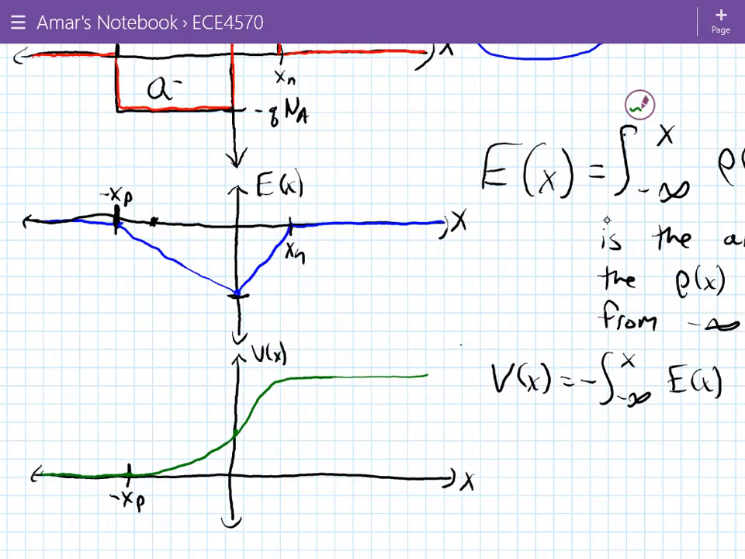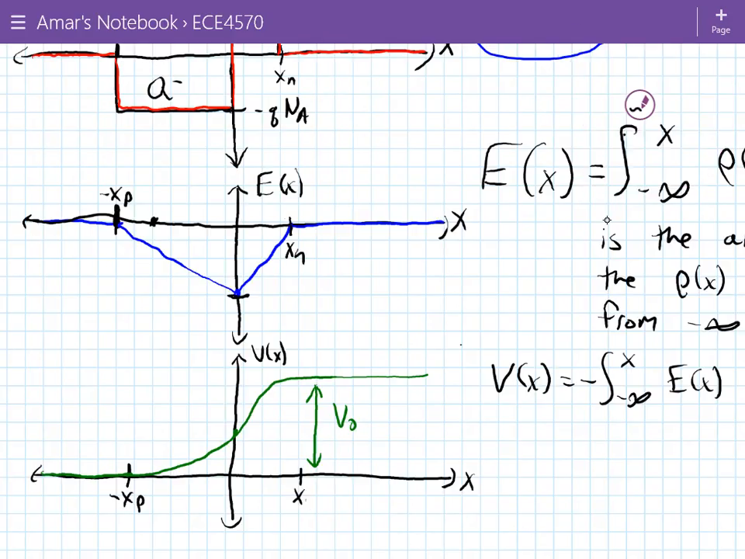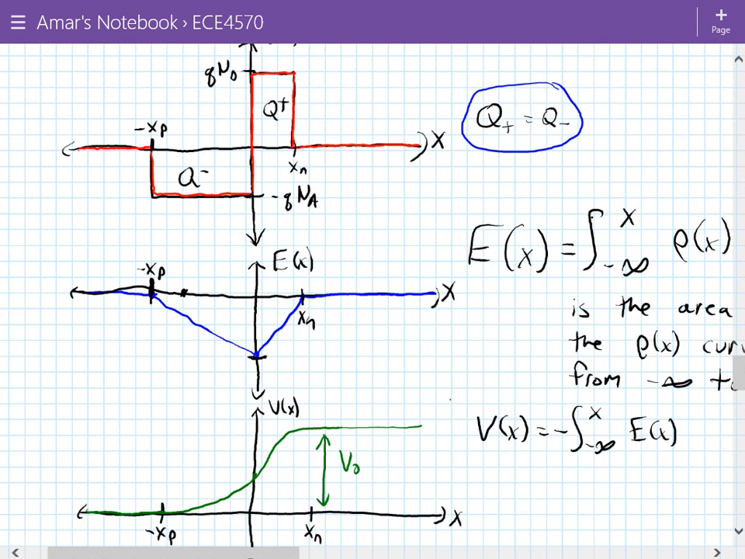This difference here, this is your built-in potential. Remember, we defined built-in potential V0 as the difference in potential from the left side of the junction versus the right side of the junction. Just by using some basic electrostatics, we started from the charge density, we figured out the relationship for the electric field, and then we integrated again and found the electrostatic potential. So the difference in voltage from this side to this side is equal to V0.